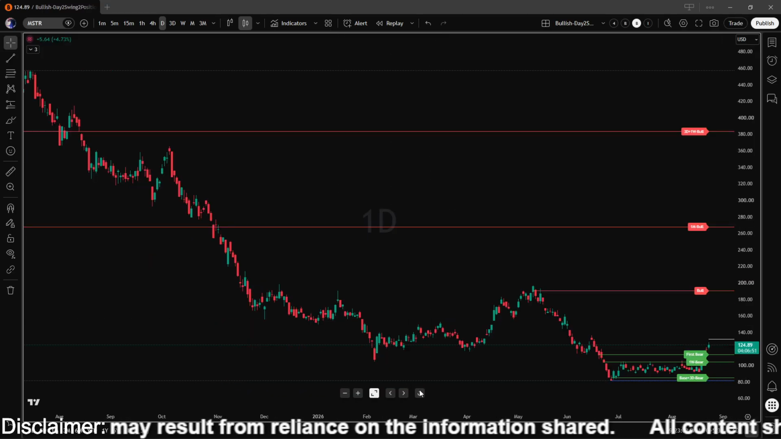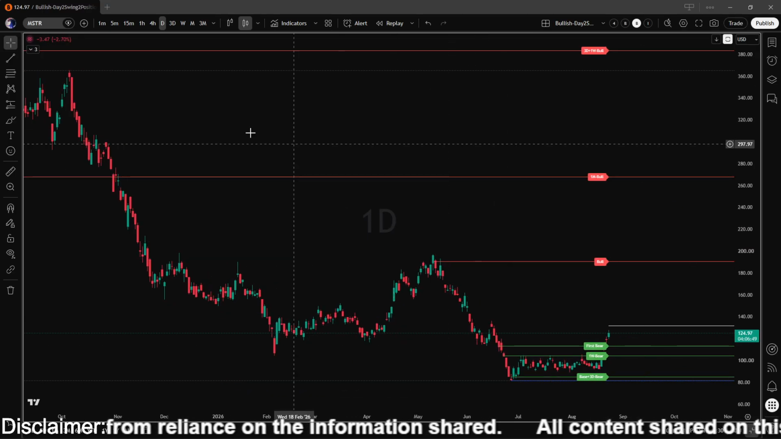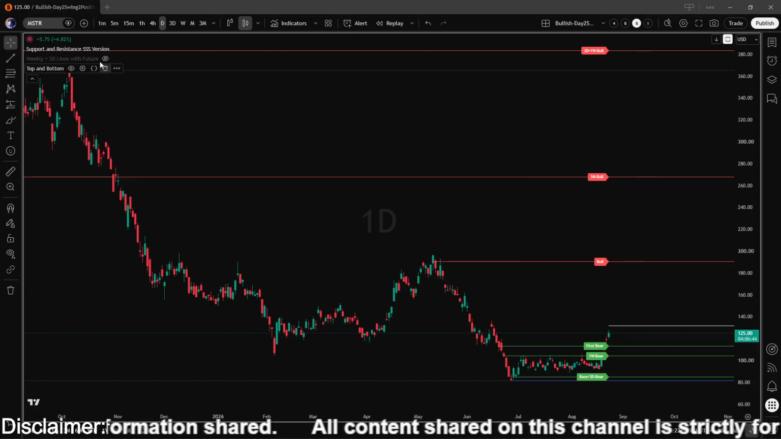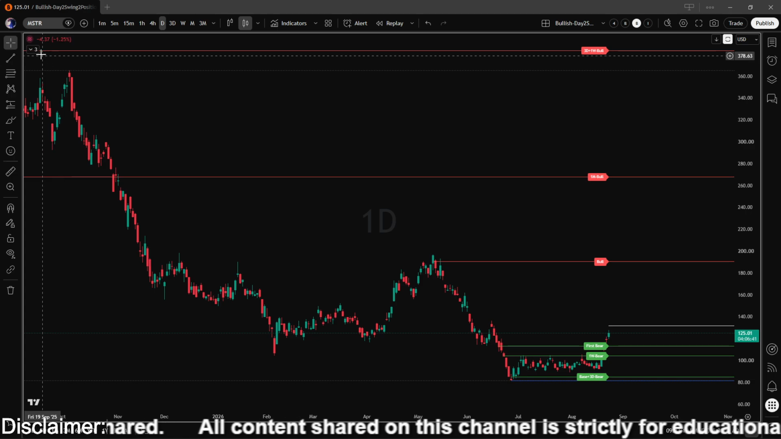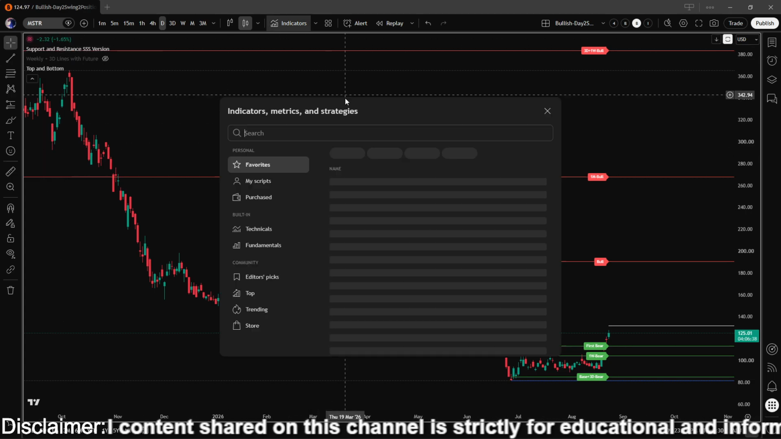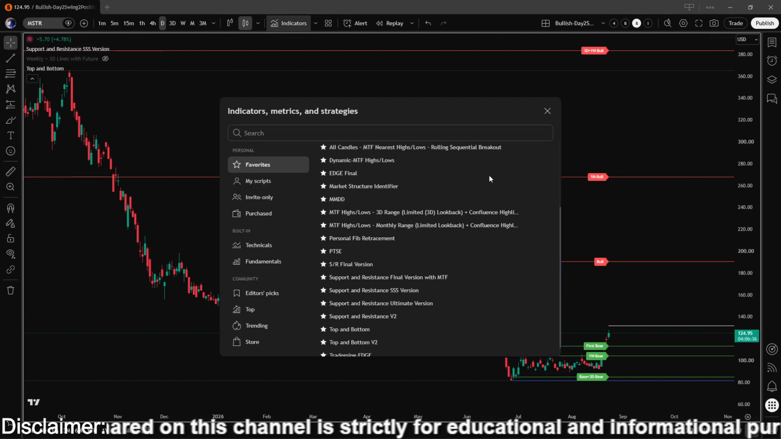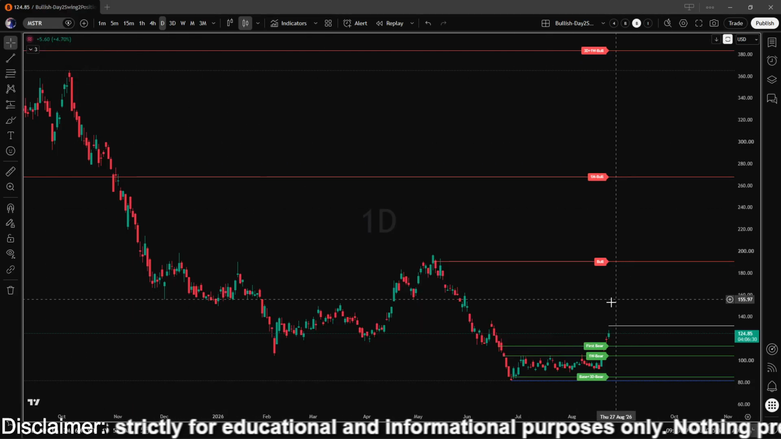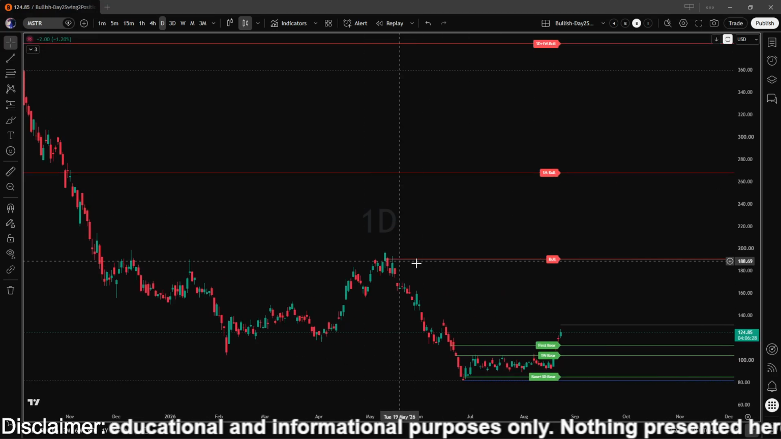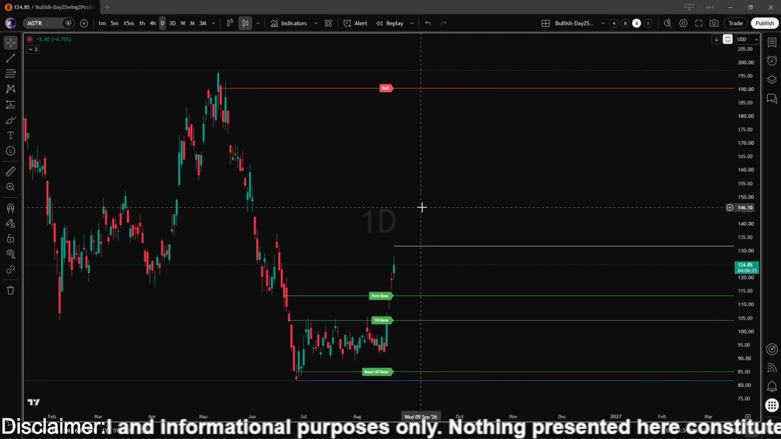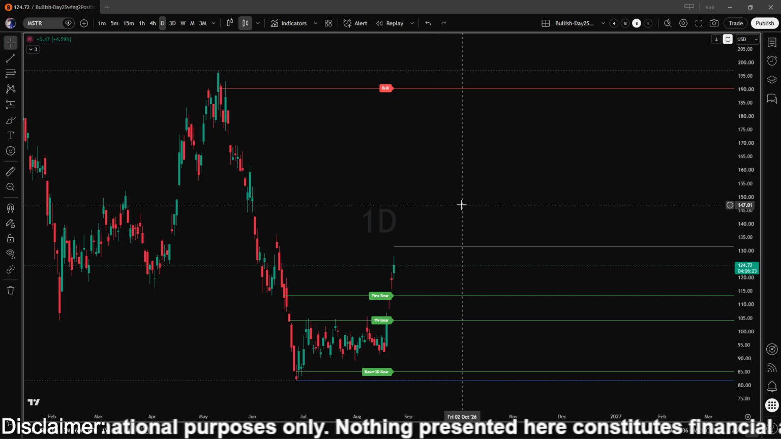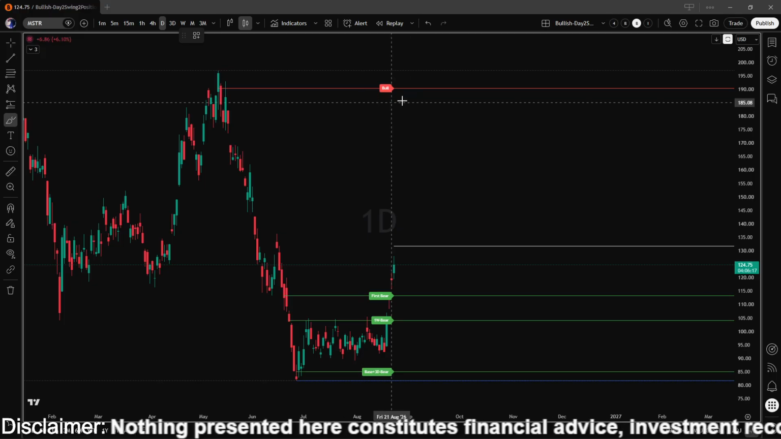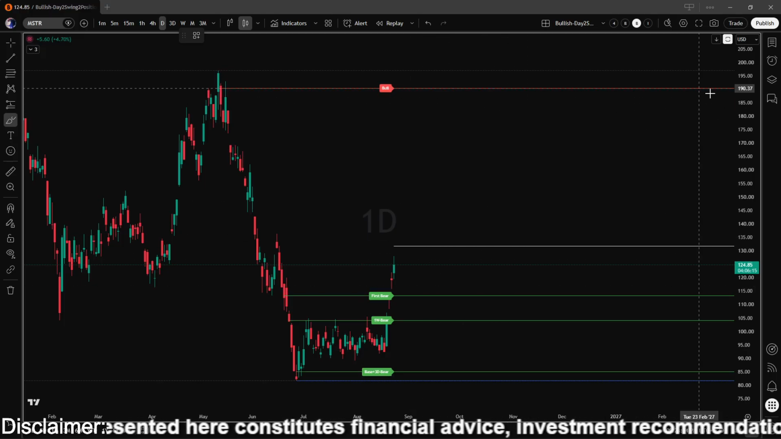First of all, let me add another thing about what I do. The basis of these analyses has to do with an indicator. There are several indicators available in TradingView for technical analysis, and I have my own indicator for these analyses, which has to do with some levels. Again, it has nothing to do with any sort of recommendation. Please keep that in mind.